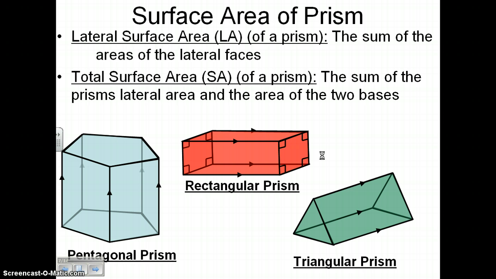Two important things to know. Lateral surface area. You should have a space for the definition of this on your note sheet. Lateral surface area is the sum of the areas of the lateral faces only, not including the bases. The total surface area is the lateral area of the prism plus the area of the two bases as well. So again, the total surface area is the sum of the lateral area and the area of the two bases.